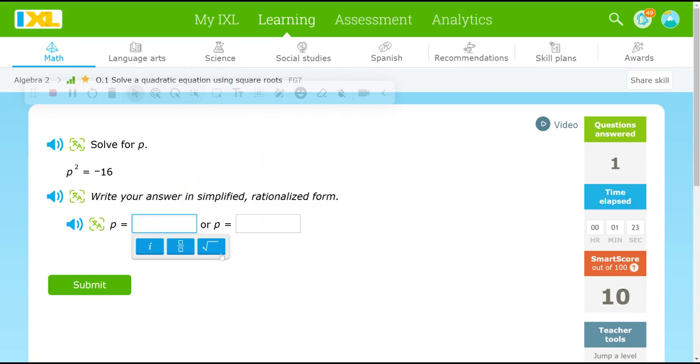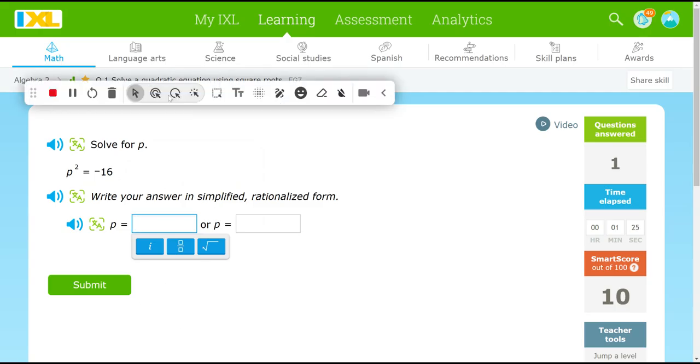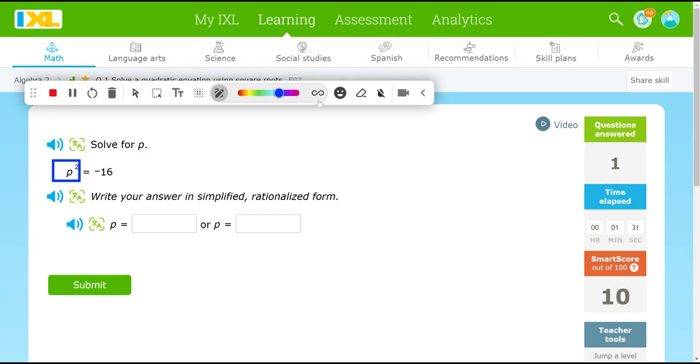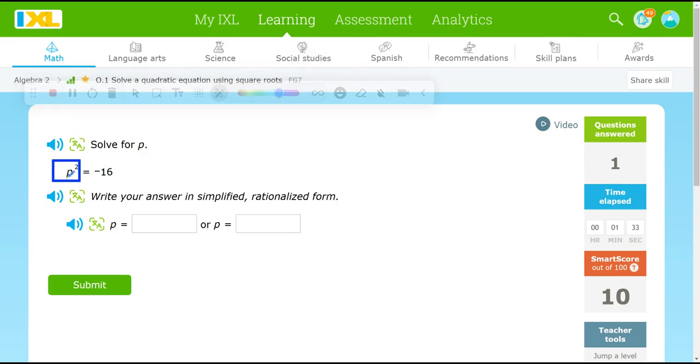Similarly, let's see over here. You see p squared is the only thing on the left side, so you're ready to go. But you can see p squared equals negative 16, so you cannot solve for a real solution, because a perfect square has to be equal to a positive number.